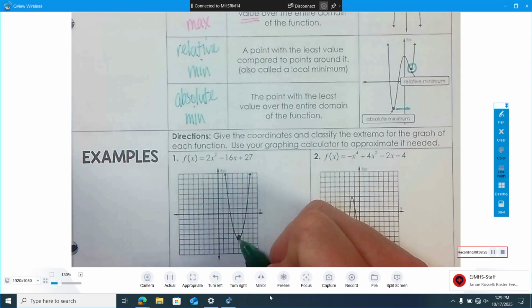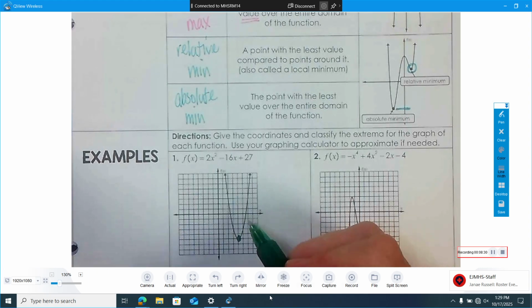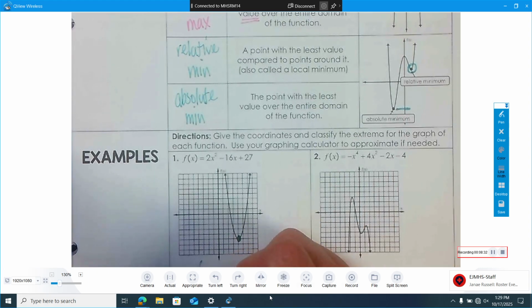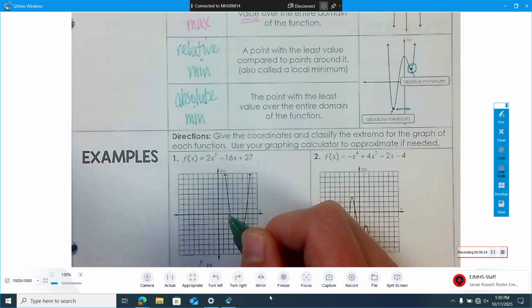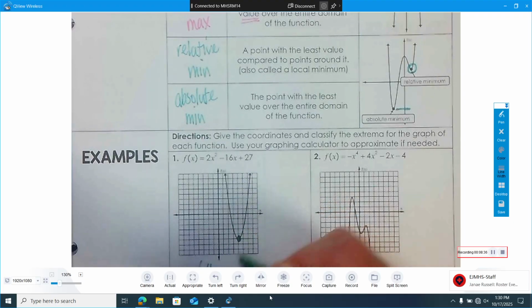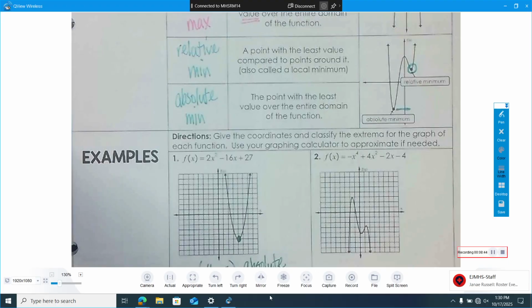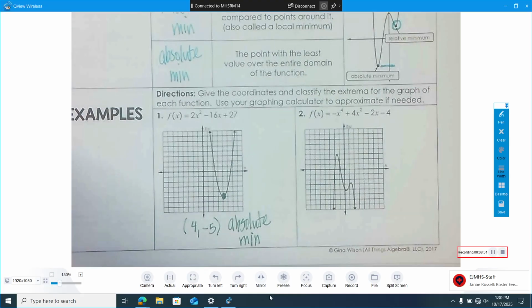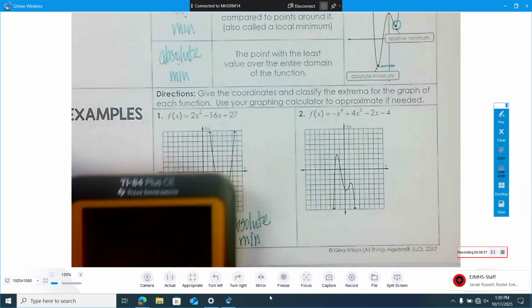Yeah, right here. What is that ordered pair? 4, negative 5. This is an absolute minimum. Why is it an absolute minimum? It is the absolutely lowest one. There is no other y value that could be smaller. Sorry, you can't see that. There you go. Okay. Let us look on our calculators for this one.